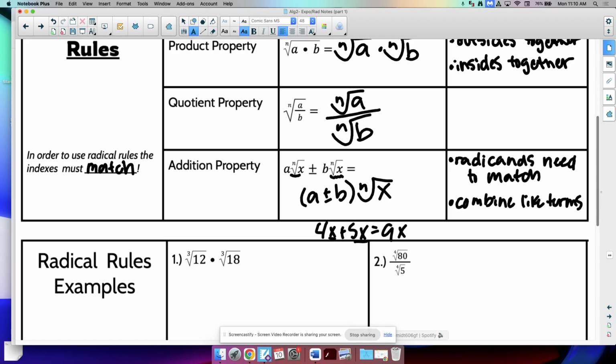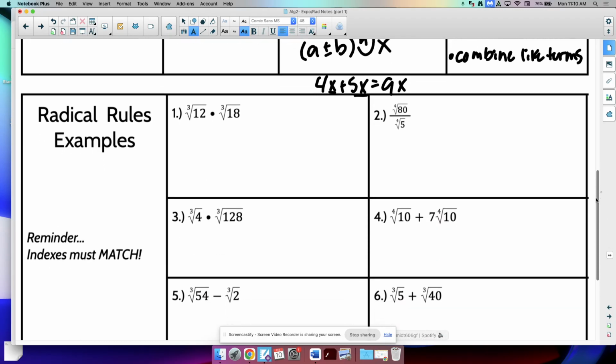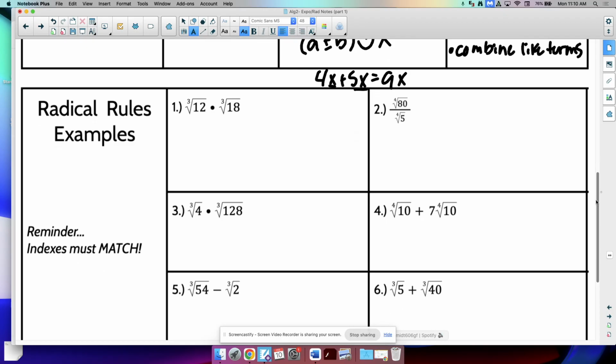First example, we're multiplying. Do you notice how they're both third roots? So third roots, you can put them together. So what is 12 times 18? Because your insides multiply together. 216. And then just like at the end of every problem, you reduce your radicals.